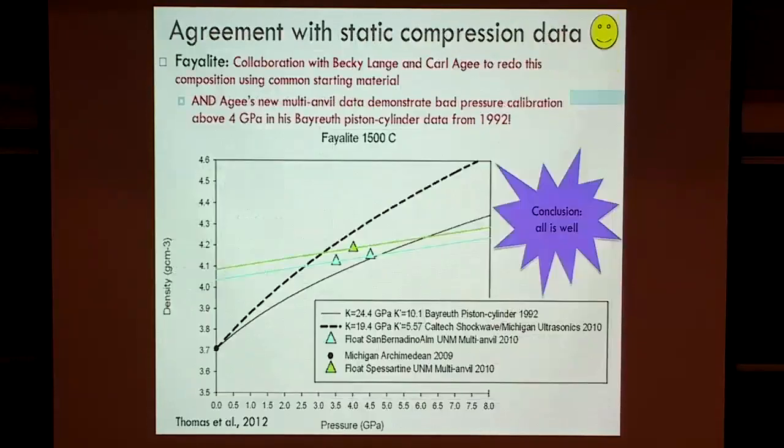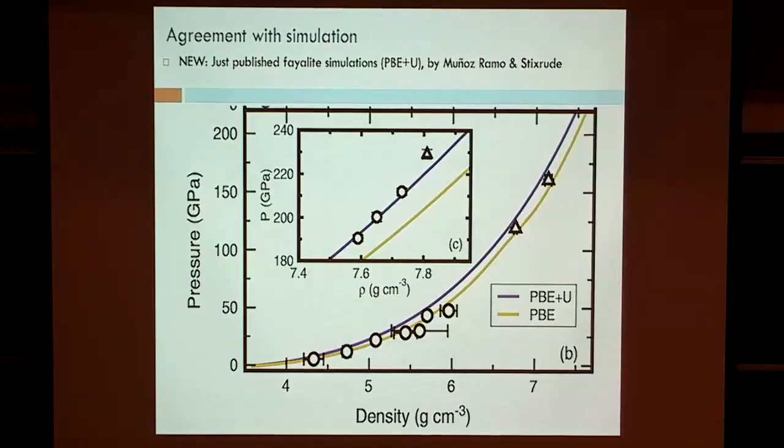I'm going to skip the story about phthalate, except to show this figure from a paper by David Munoz-Ramo and Stixrud again, which is simulations of the Hugoniot of Fe2SiO4 phthalate using suitable functionals for handling the amount of iron in there, compared to shockwave experiments on phthalate, showing pretty good agreement. Okay? And this is one of these things that makes us all happy that we must be doing both the theory and the experiment right because they agree with each other.